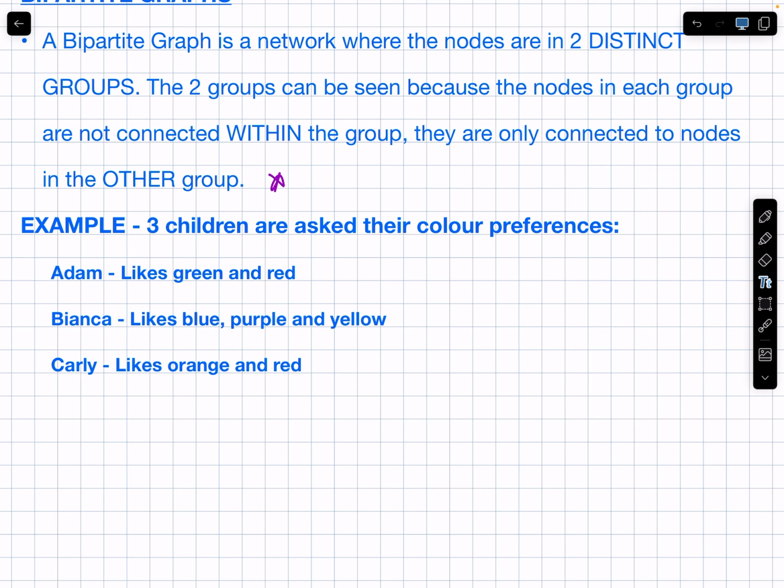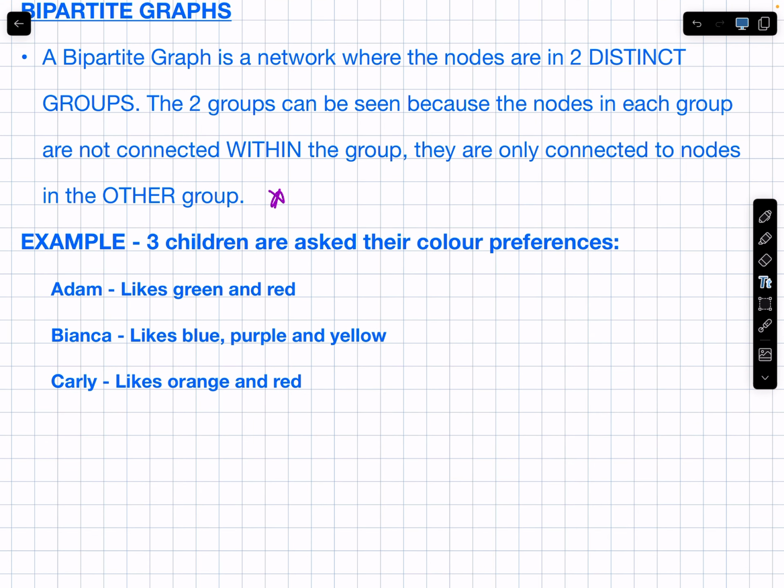All right, a bipartite graph is a network where the nodes are in two distinct groups. In this situation, 3 children are asked their color preferences. What are the groupings of things? Do I have a group of people there? Do I have a group of colors? So that's the separation. So if you were to draw a bipartite graph for this, this would be the children, and the colors. There's 3 children. How many colors do we have?